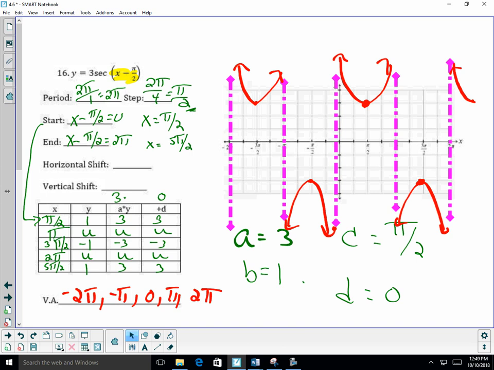Okay, so that's graphing sine, tangent, cotangent, secant, and cosecant. Oh, forgot my vertical and horizontal shifts. Whoopsie. So my horizontal shift is going to be my c, which is pi over 2, divided by b, which is 1, and I end up with pi over 2. My vertical shift is my d. My d was 0, so my vertical shift is 0. So that's it. Hope that helped, and go do the packet.